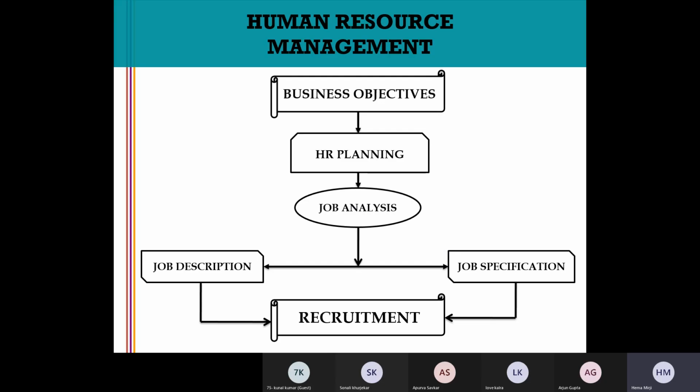Tell me, what is the difference between recruitment and selection? Are they similar? No, ma'am. How does it differ?